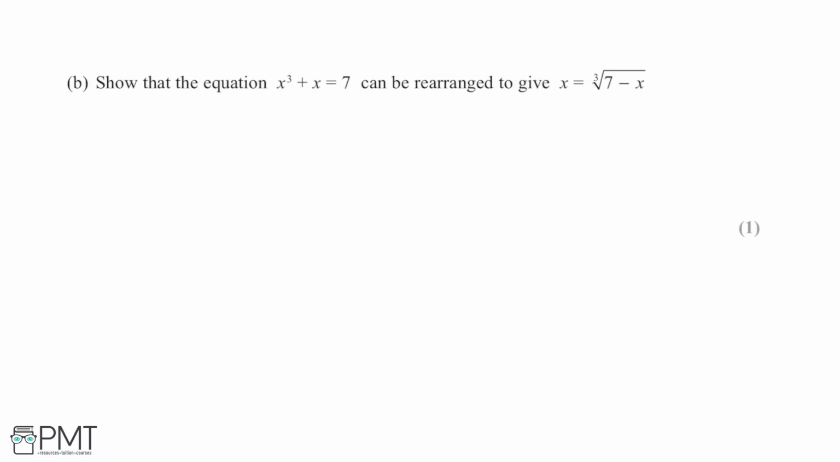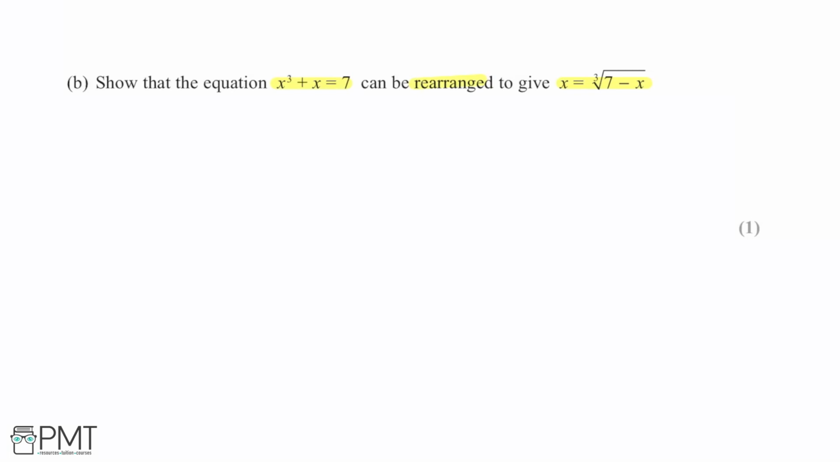Now in this question we're asked to show that the equation x cubed plus x equals 7 can be rearranged to give x equals the cubed root of 7 minus x. Now initially what I'm realising here is that we have a cubed root in this expression that we're trying to find, and over here we have an x cubed.